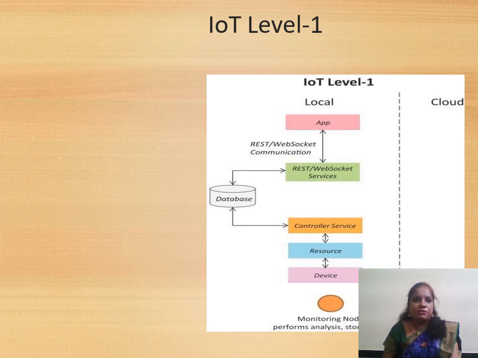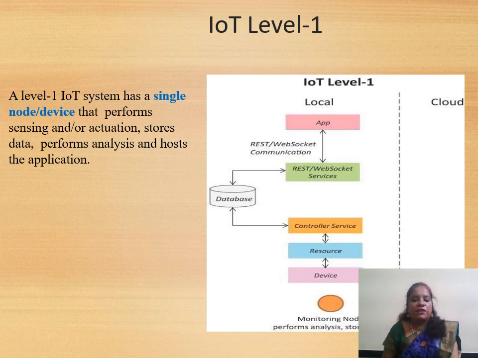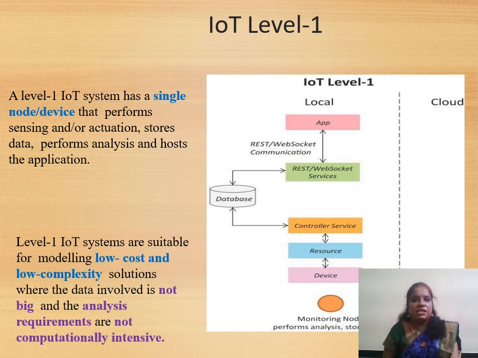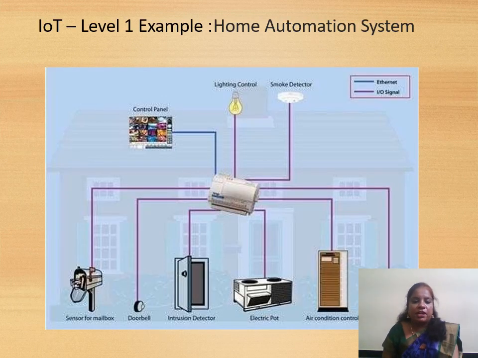There are 6 levels of IoT devices, and each differs in the way the analysis component is present, the way the database is stored, etc. You can look at the diagram. The level 1 IoT device has everything on its own. All the information is stored locally in a single node. Analysis is done in the single node, and the device itself acts as the database. So that is a level 1 IoT device. An example for a level 1 IoT device is your home automation system.